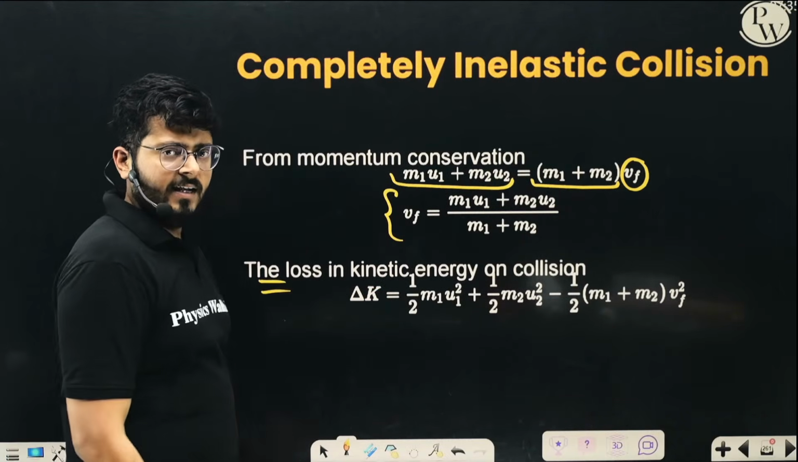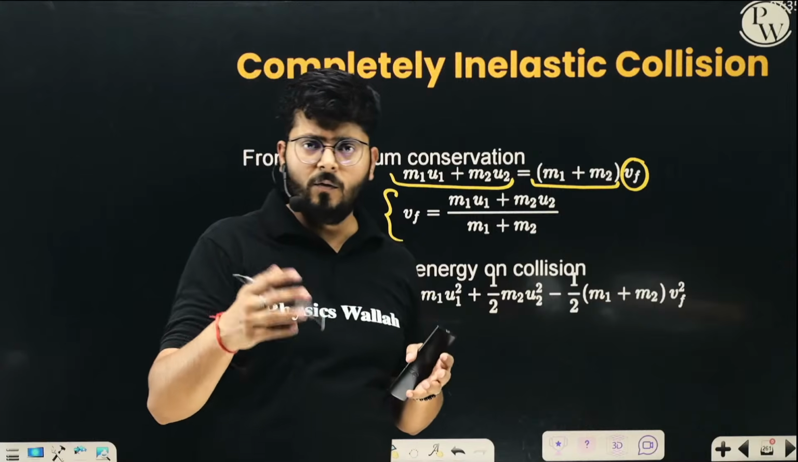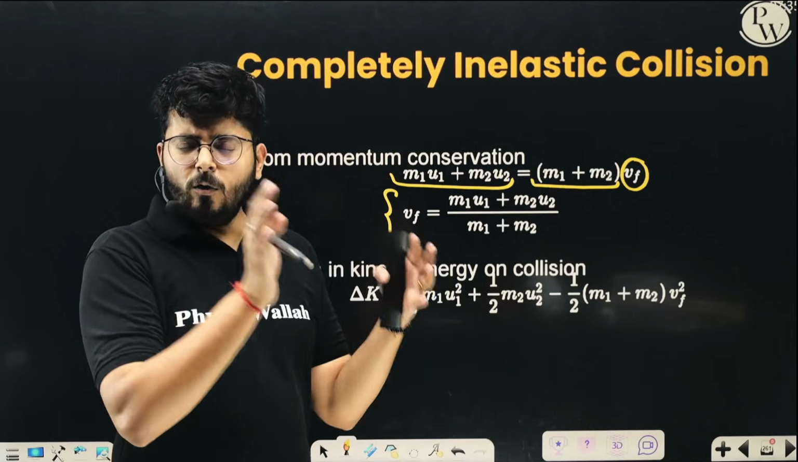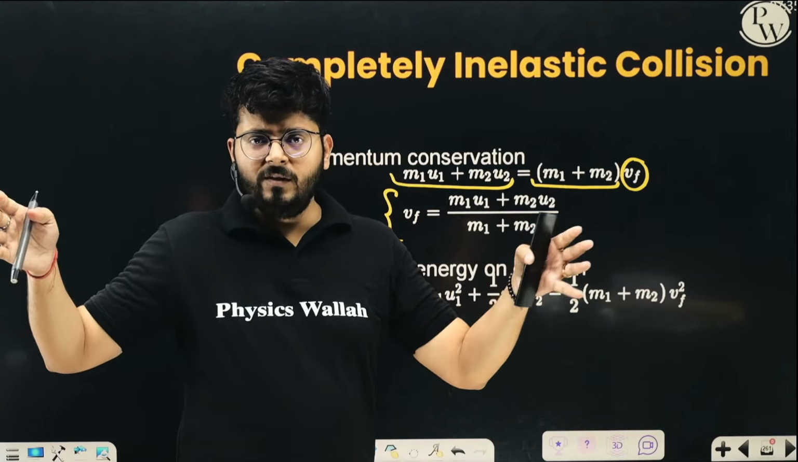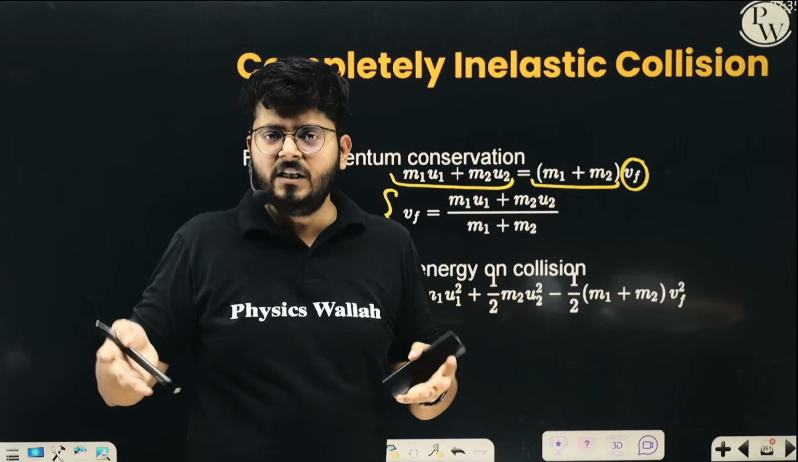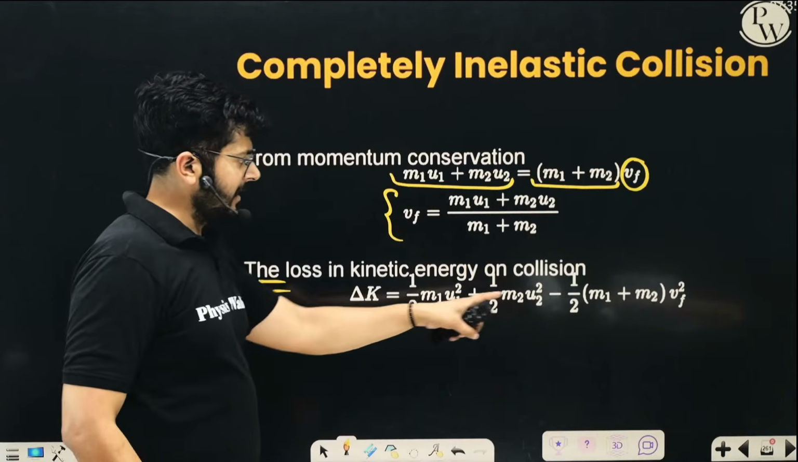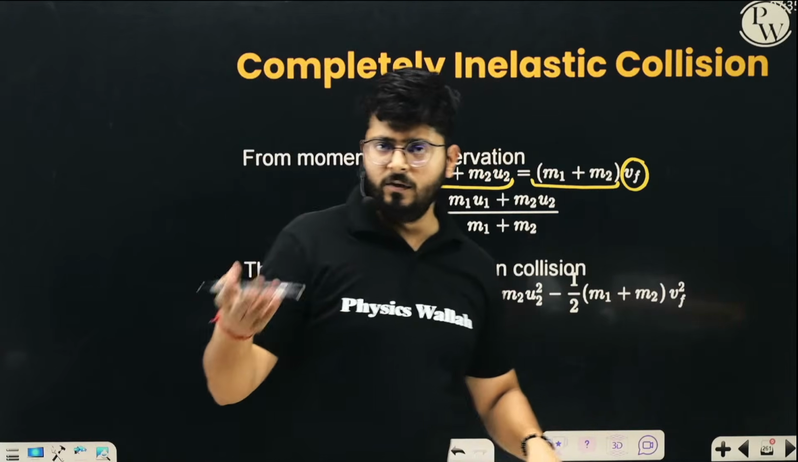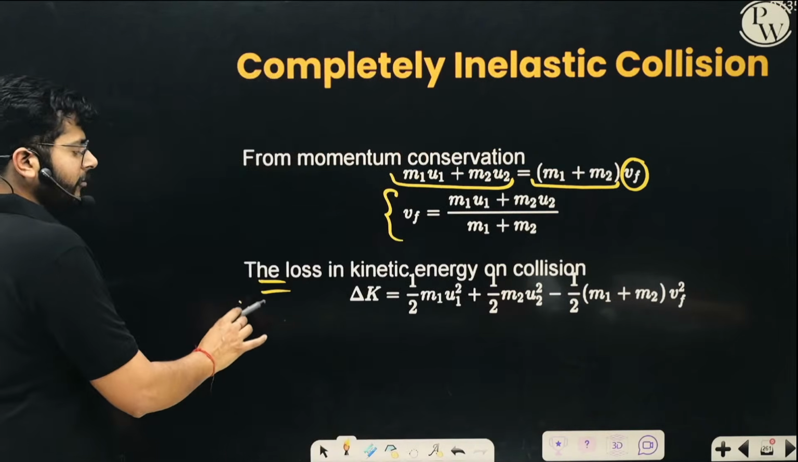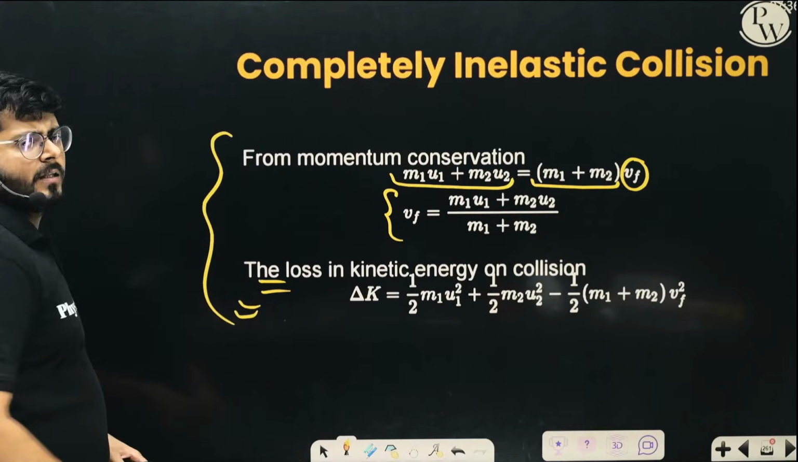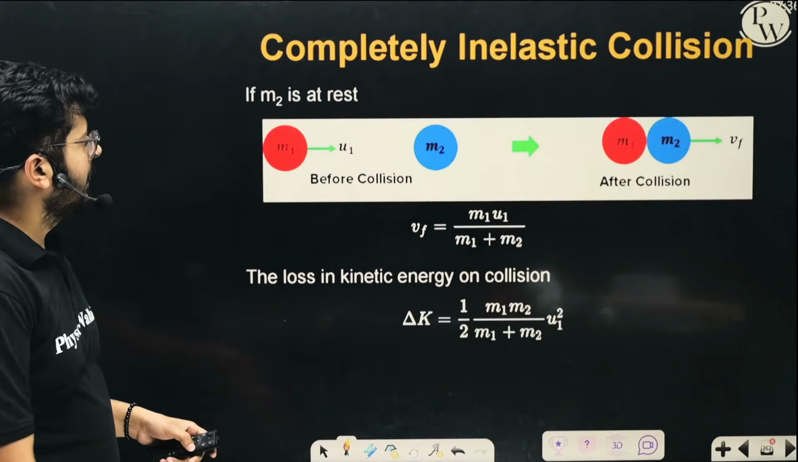The total loss of kinetic energy, because the whole system is now moving with velocity vf. Before collision, individual bodies were moving with v1 and v2, so the total system had kinetic energy half m1 v1 square plus half m2 v2 square. Now you have to subtract half (m1 plus m2) into vf square. That is the loss of kinetic energy that you're going to get. So this is for the perfectly inelastic collision.